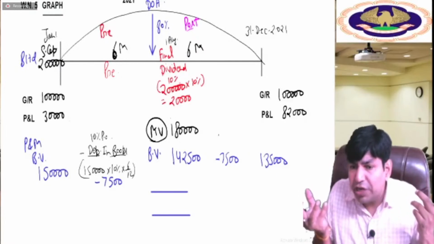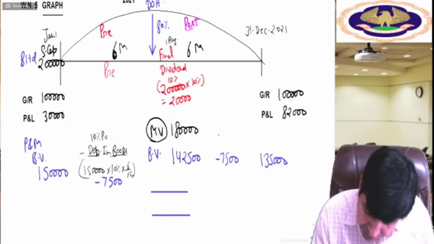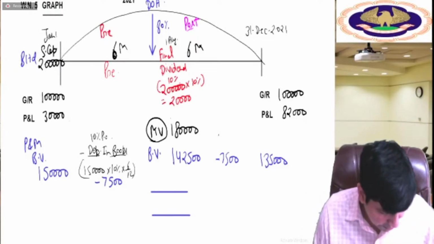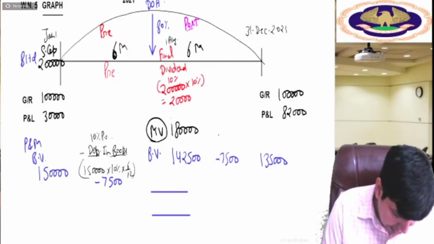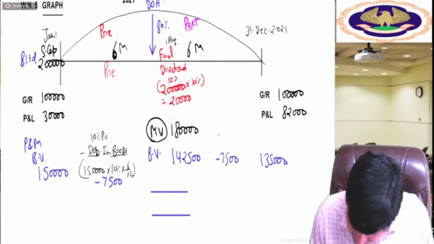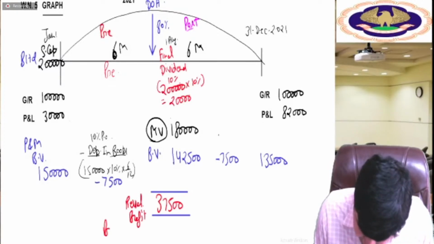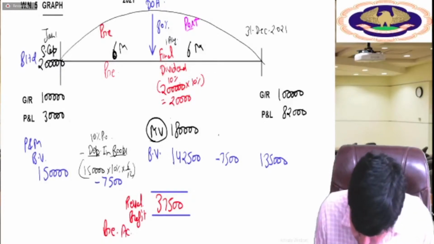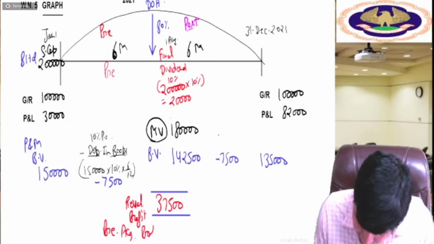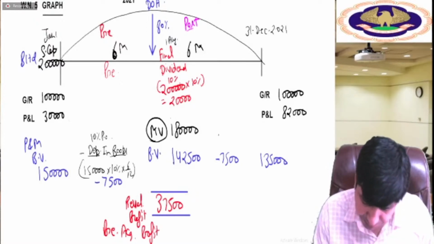We need to be focused on what is the capital nature profit. 1,42,500 must be reduced from 1,80,000. That is 37,500, the revaluation profit, which has to be considered as pre-acquisition profit because it is a capital nature profit, and that must be added to the pre-acquisition profit.